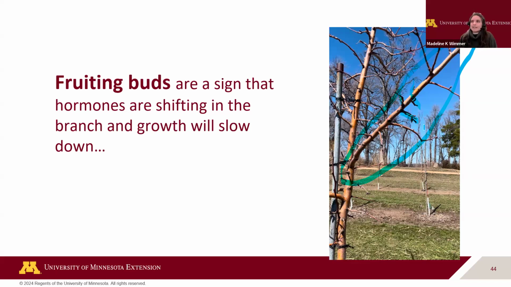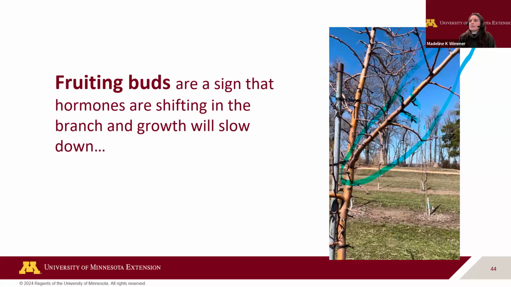So what is that telling us? When we start to see fruiting buds on a branch, that's telling us that the growth is going to be slowing down soon, because there's going to be fruit on there, and that's going to be shifting where the tree is putting its energy. It's going to be putting a lot more energy towards fruit.